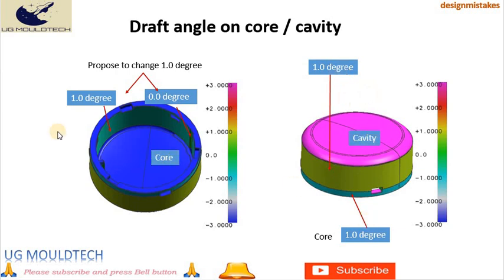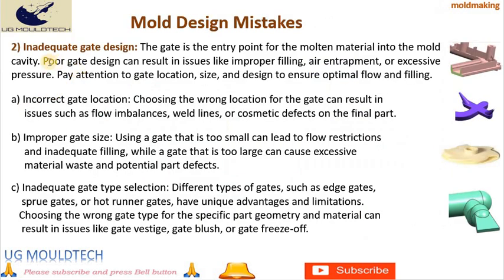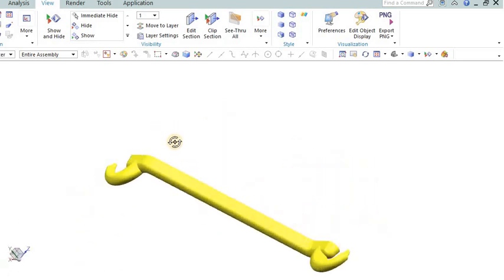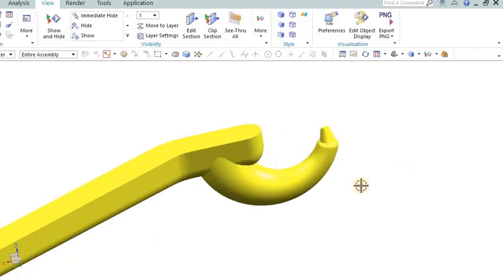Friends, next point in mold design is 2: inadequate gate design. The gate is the entry point for the molten material into the mold cavity. Poor gate design can result in issues like improper filling, air entrapment, or excessive pressure. Pay attention to gate location, size, and design to ensure optimal flow and filling.